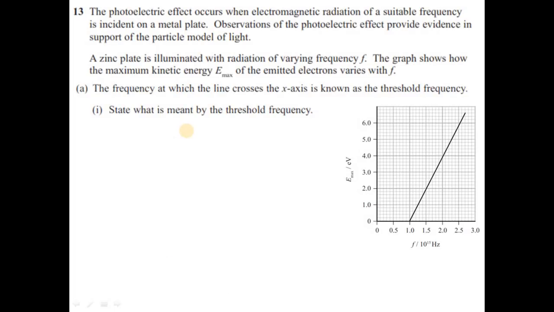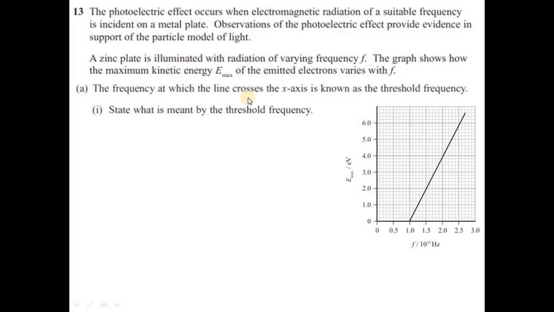13. The photoelectric effect occurs when electromagnetic radiation of a suitable frequency is incident on a metal plate. Observation of the photoelectric effect provides evidence in support of the particle model of light. A zinc plate is illuminated with radiation of varying frequency f. The graph shows how the maximum kinetic energy E max of the emitted electron varies with f.